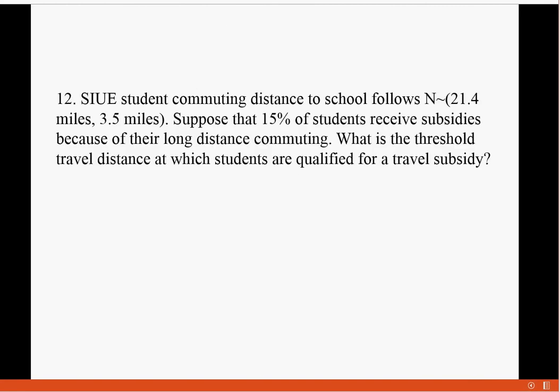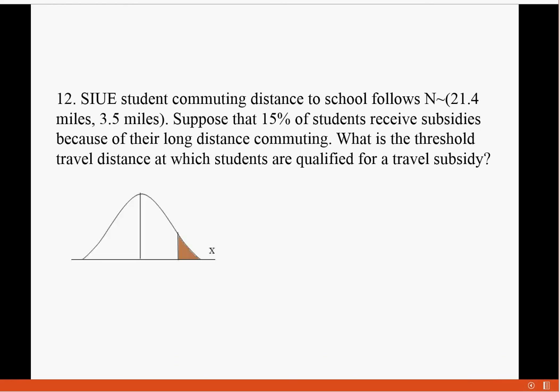Last question. As a SIOE student, commuting distance to school follows a normal distribution with mean 21.4 and standard deviation 3.5. Suppose that 15% of students receive subsidies because of their long-distance commuting. What is the threshold travel distance at which students are qualified for a travel subsidy?